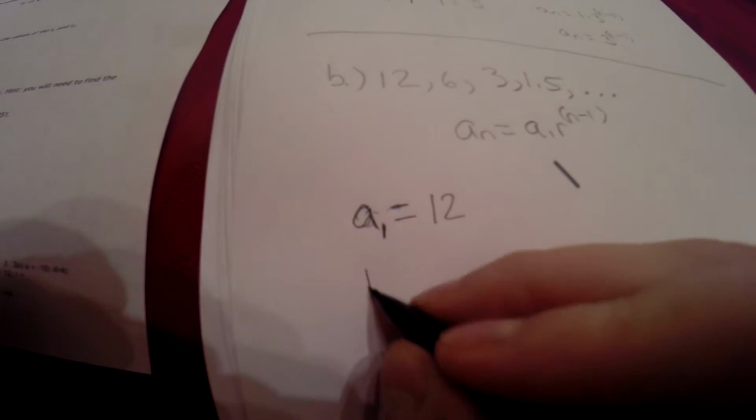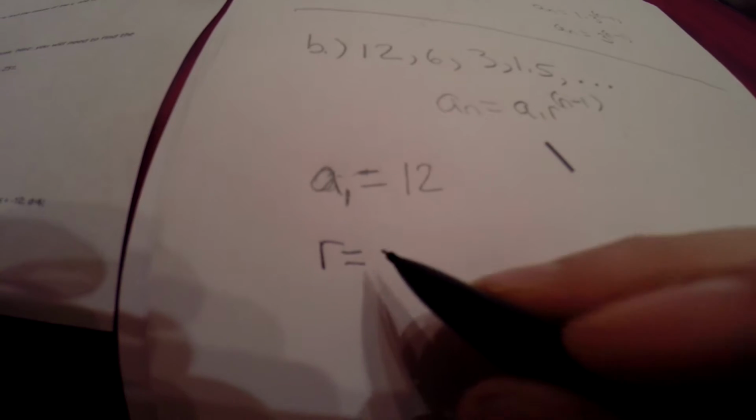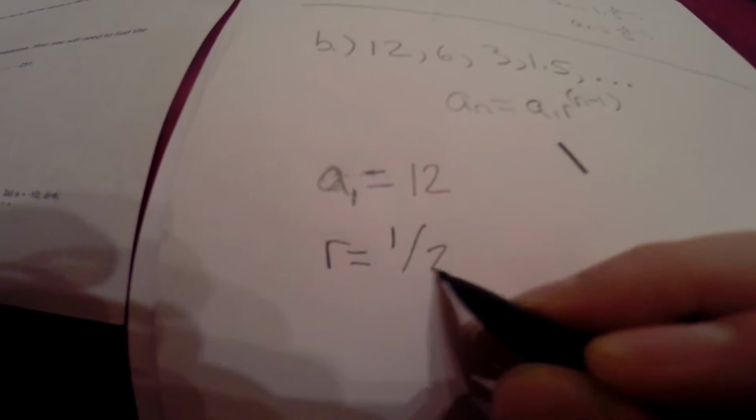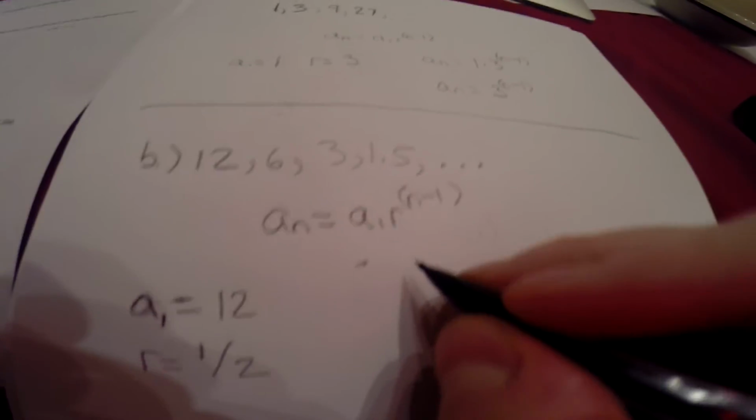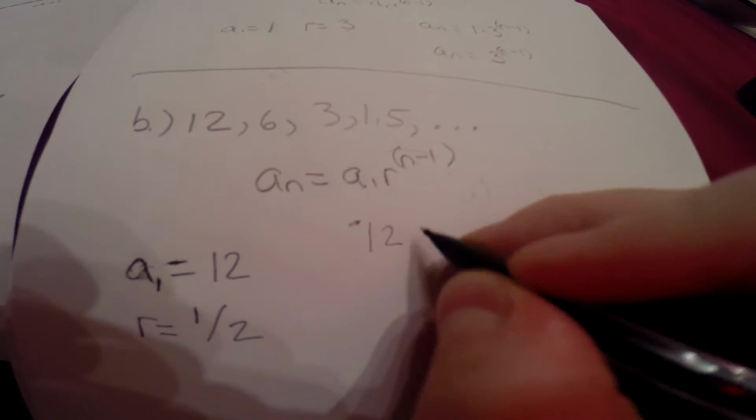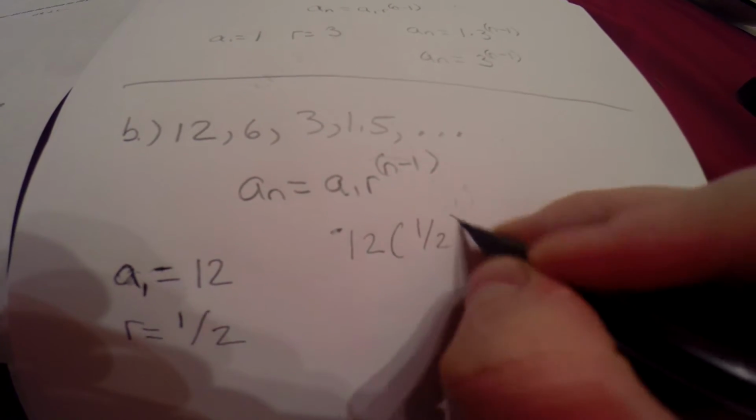a_1 is 12. r is the growth rate. Now this is kind of interesting. What are you multiplying every single time by? Well, 12 to 6 means you're dividing by what? Dividing by 2. When you divide by 2, that's a fancy way of saying multiply by 1/2. Whatever the case, I know my a_1 is 12 and I know my r is 1/2.